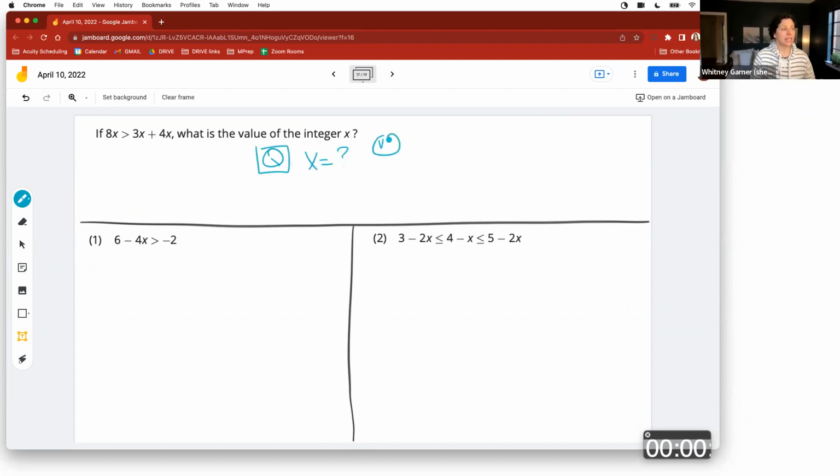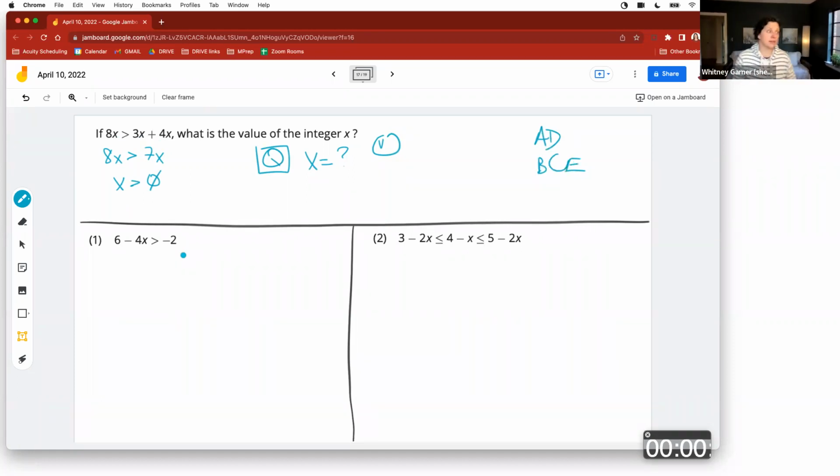It's a value. Now I need to do some rephrasing with this. I need to do some simplifying. And sometimes rephrasing is through algebra. Sometimes rephrasing is through testing out cases. So in this case, I would combine my terms on the right. 8x is greater than 7x. And then I'll subtract a 7x from both sides. And I get that x is greater than 0. So as long as x is greater than 0, I want to know what does x equal. Statement 1 probably looks a little nicer. So I'll start with that one, A, D, B, C, E.